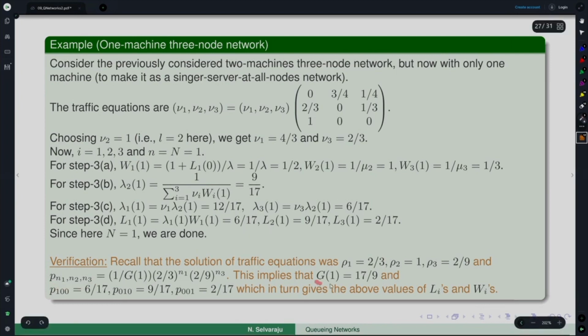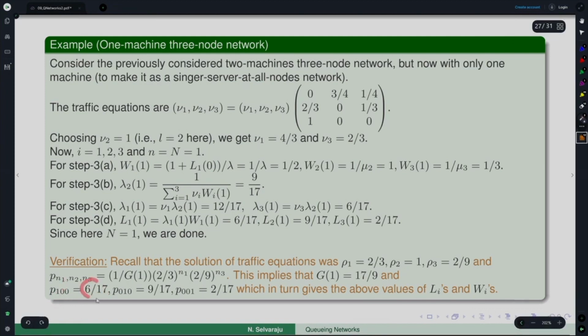If you compute G of 1, it will turn out to be 17 by 9. Once we have this 17 by 9, then 2 by 3 divided by 17 by 9 will give you this, and 1 over G of 1 is basically 9 by 17. From here we can now compute L1, L2, L3. What is L1, L2, L3? In this particular case, it is just 1.